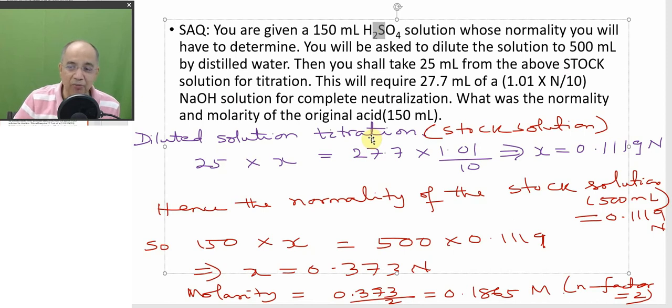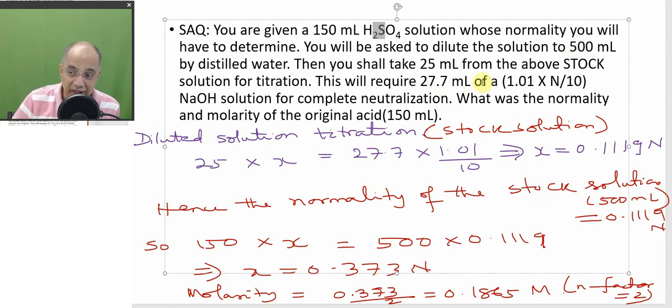So again, this is a double titration problem. And I took this problem only to show that there has been a dilution. Before titration, there has been a dilution. So let us first start from the bottom. Let us find out what is the normality of the diluted stock solution.